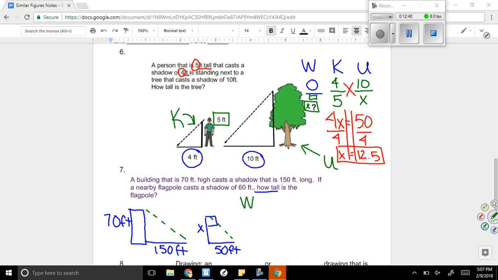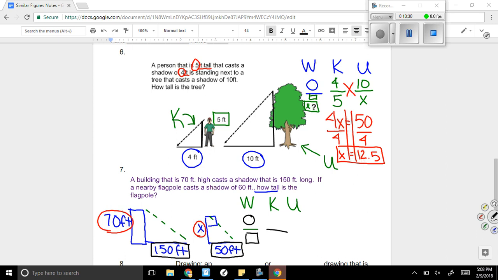So in my WKU, I'm going to try to draw circles and squares around the numbers that go together. Well, I see that I have a 70 here, so I'm going to put a circle around that because that's the first number I saw. And now I'm looking for what matches it on the other shape, the one with the flagpole. So I see that X is in the same spot. I'm going to put a circle around that. And now I'm going to try to figure out what matches the 150. And I'm going to put a box around the 150 and a box around the 50 because those are the ones that match.